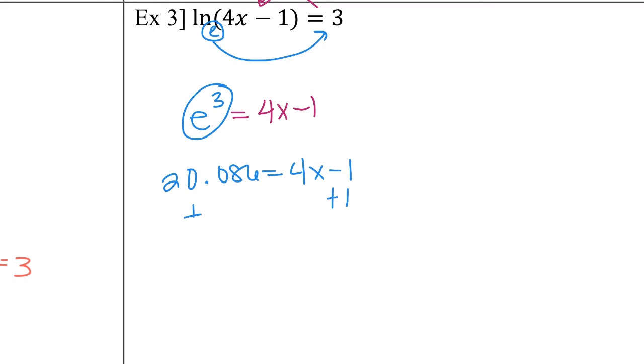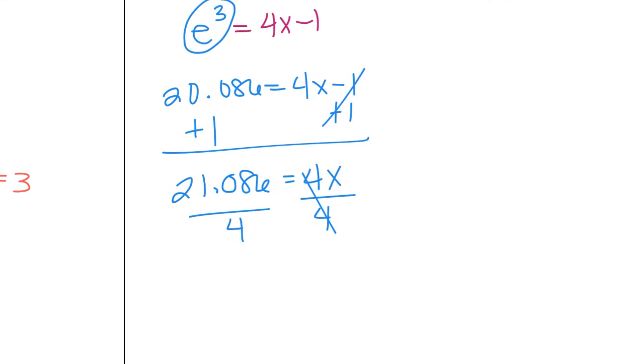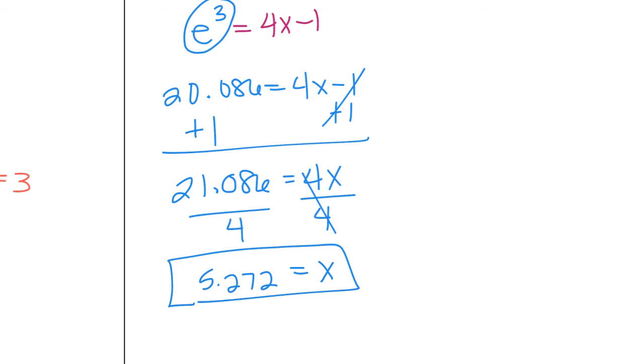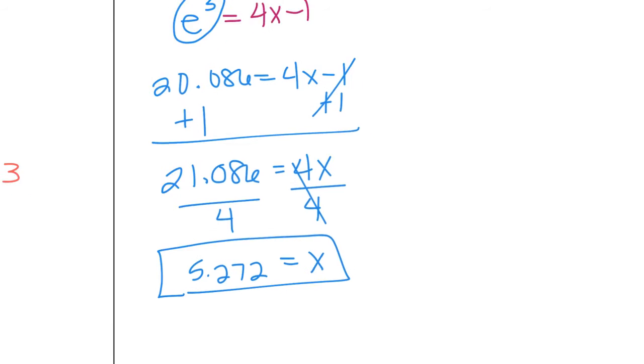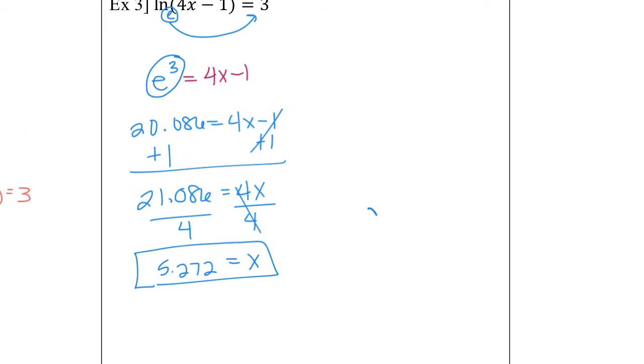Then I'm going to continue solving, add 1 to both sides. 21.086 equals 4x. And then divide by 4 on both sides. x is equal to 5.272. And again, we do need to check and make sure that this is not going to give me a negative number.